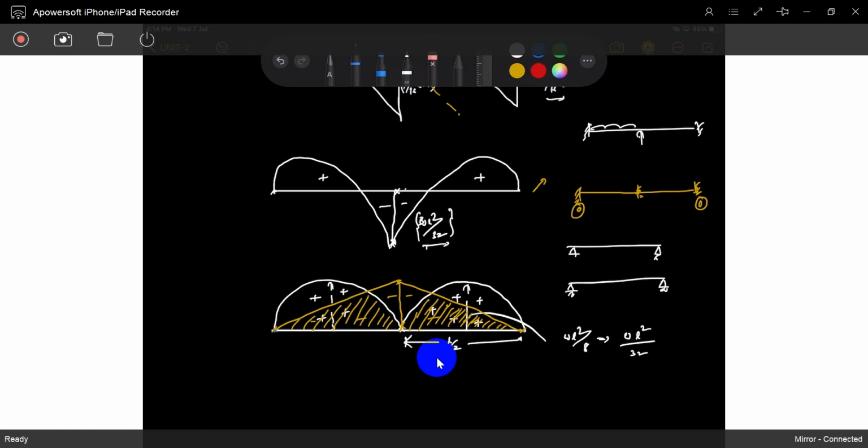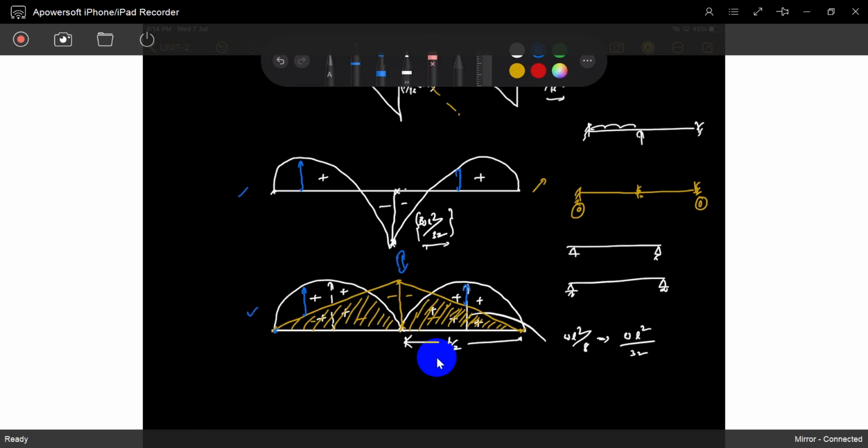Exactly at this location it is 0. At this location, this is the moment. Both are equal. Some negative moment is cut by the positive moment, and that portion is clubbed together and removed. The remaining portion is only the negative moment. The bending moment at this location is this value and this value, both are equal.